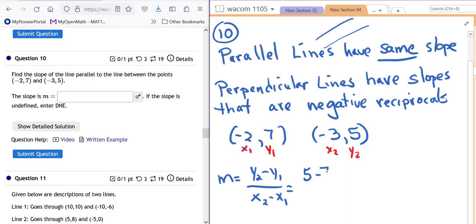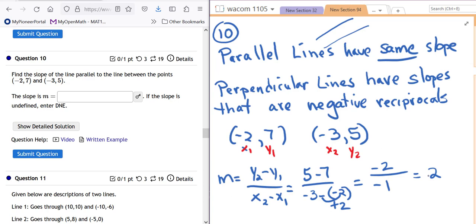So 5 minus 7 over -3 minus a -2. Be careful with your signs. Right, 5 minus 7 is -2. This will make plus, and that is a -1. A negative divided by a negative gives you a positive 2. So our slope of this line is 2, and they used the word parallel. Find the slope of the line that's parallel. So parallel would have the same slope. So it will also be 2.